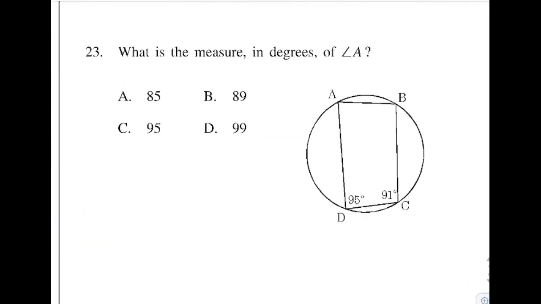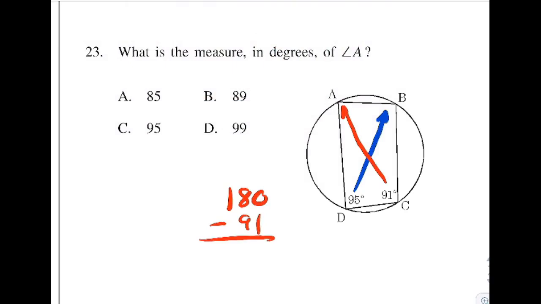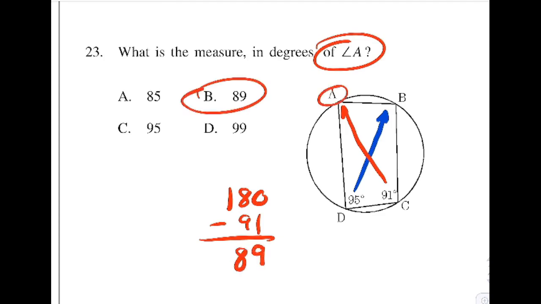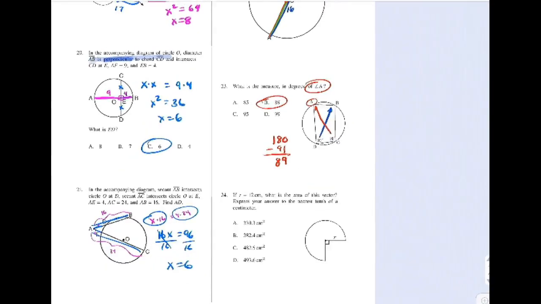Number 23, these two add up to 180, and these two add up to 180. So we have that, which is all we really need because it wants us to find angle A, which is in this corner. Supplementary, add up to 180.